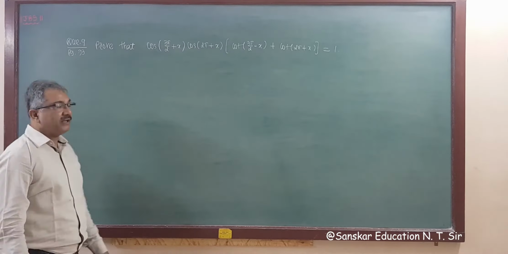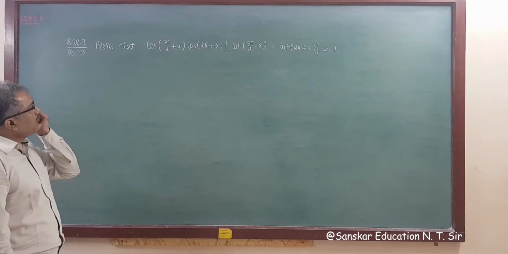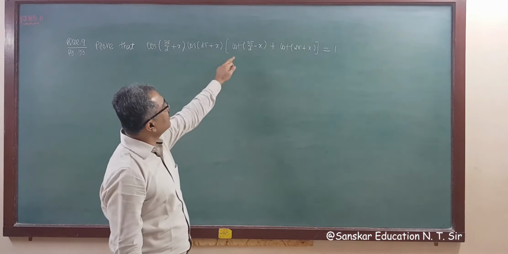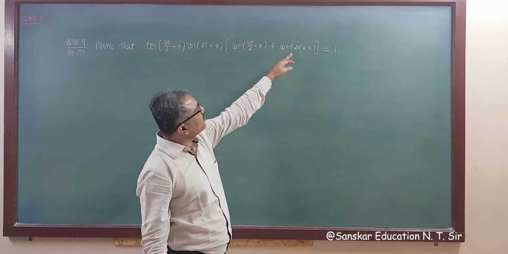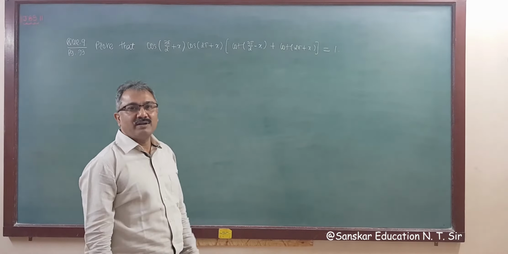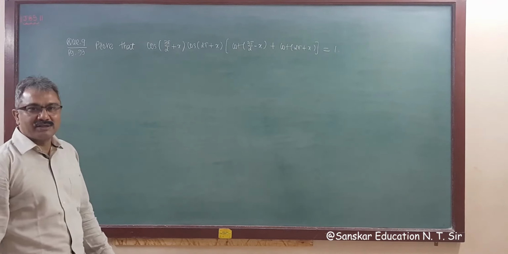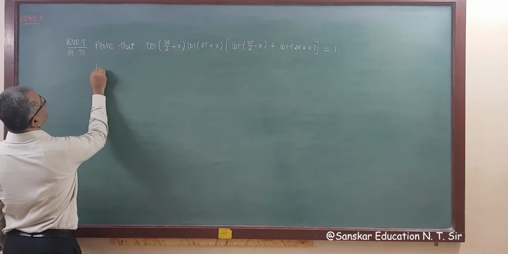Question number 9, page 73. Prove that cos(3π/2 + x) cos(2π + x) [cot(3π/2 − x) + cot(2π + x)] = 1. Means we have to move through almost all quadrants. So, taking the left hand side.